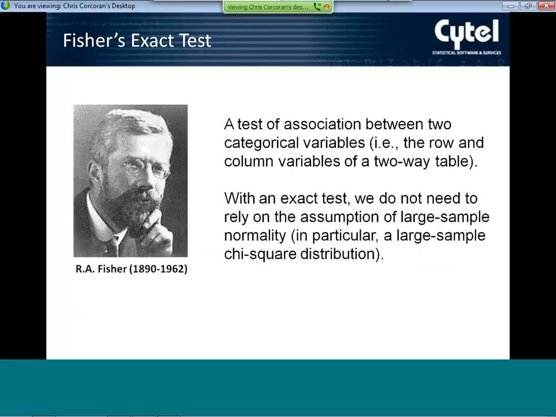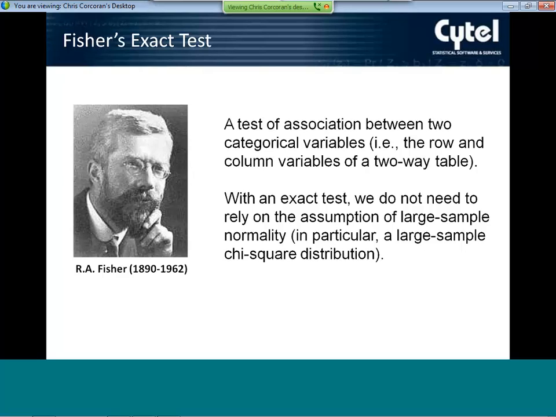Now, just to go back a couple of steps so that we can understand what the rationale is for the exact test that we've created for correlated data, I just want to go back and quickly review Fisher's exact test. And again, for some of you, this may be old hat. For others, this may be a nice reminder of where this test comes from.